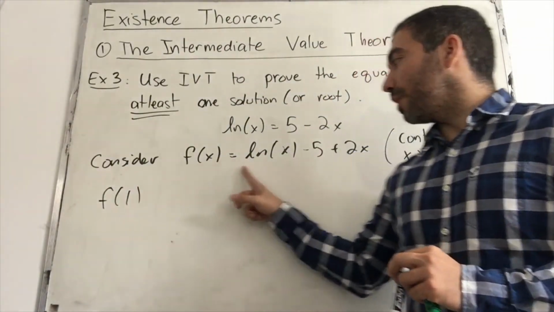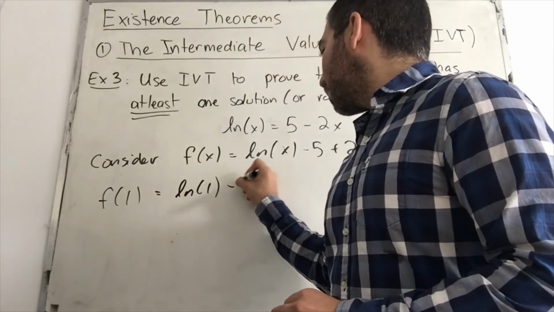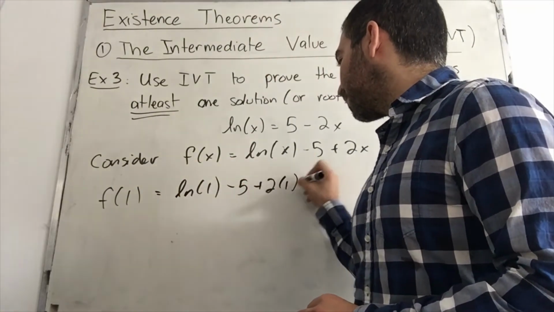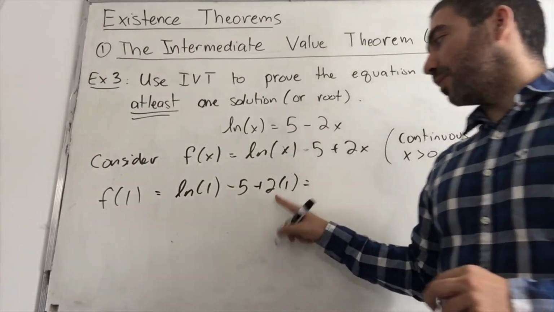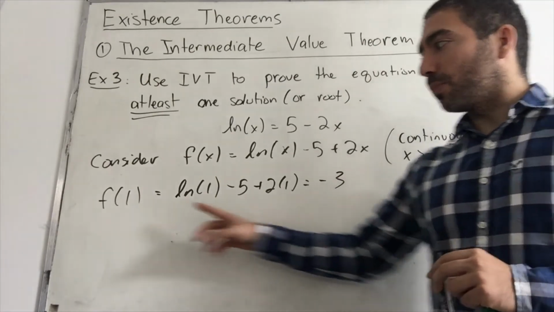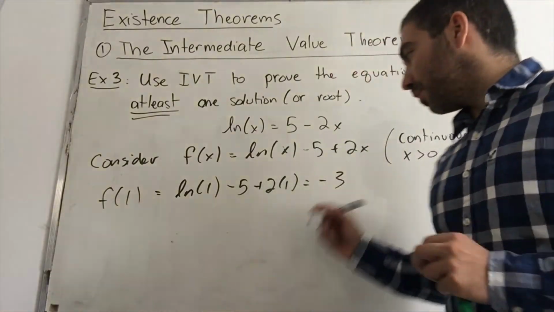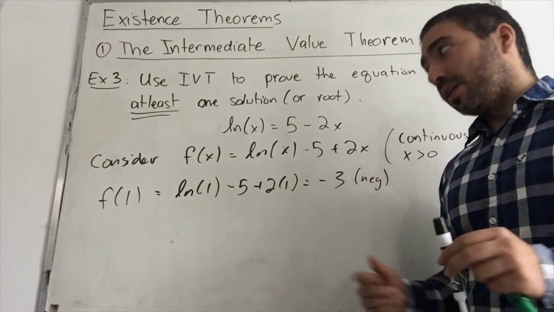Let's substitute 1 into this function. We get ln of 1 minus 5 plus 2 times 1. ln of 1 is 0, plus negative 5, plus 2 times 1 which is 2, giving us negative 3. So plugging in 1 gave us a negative answer.